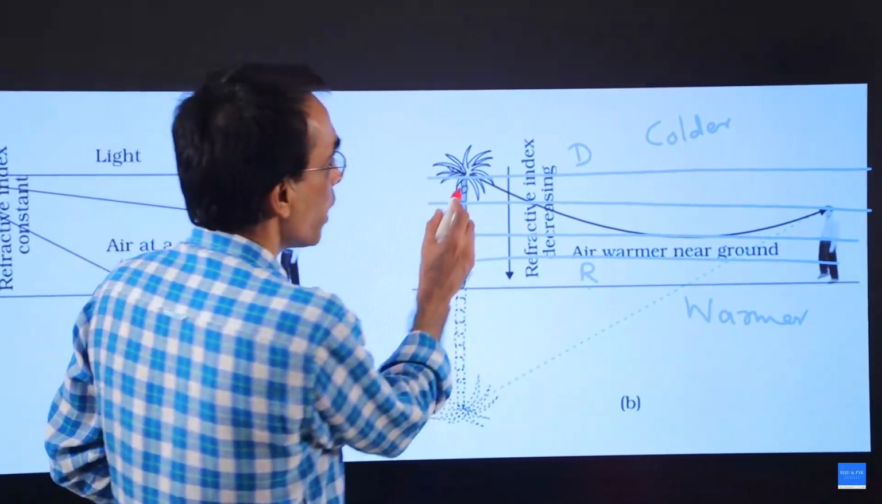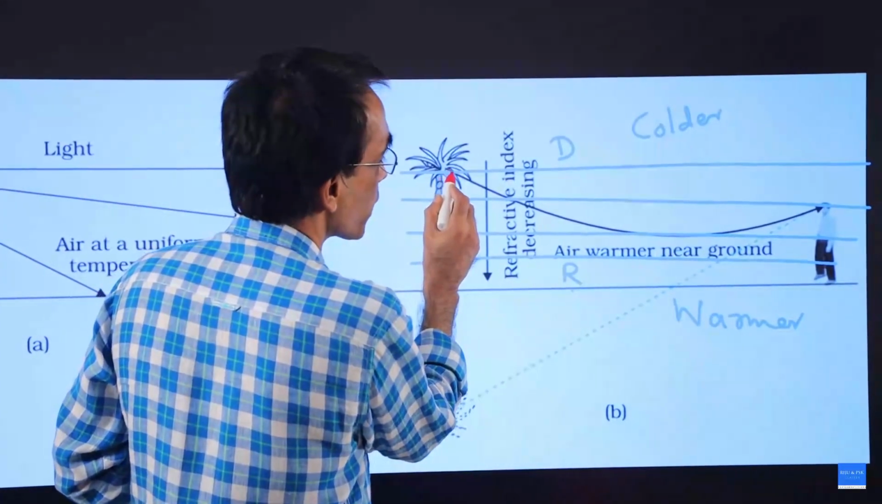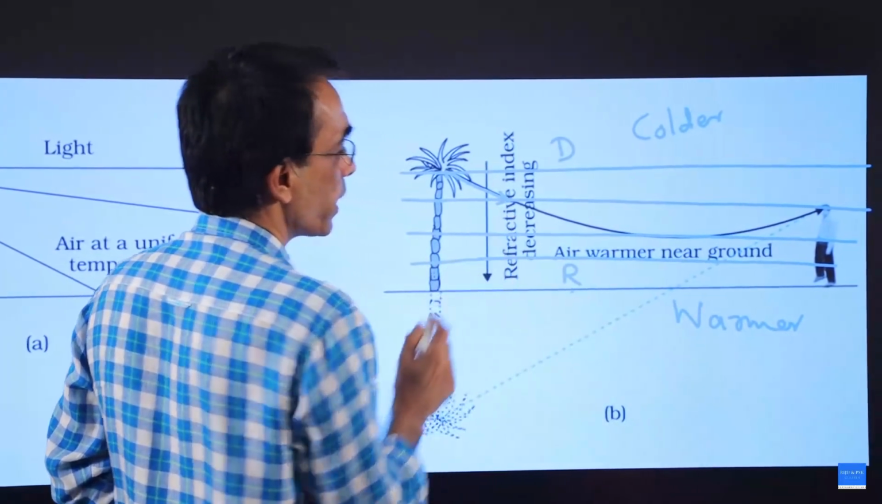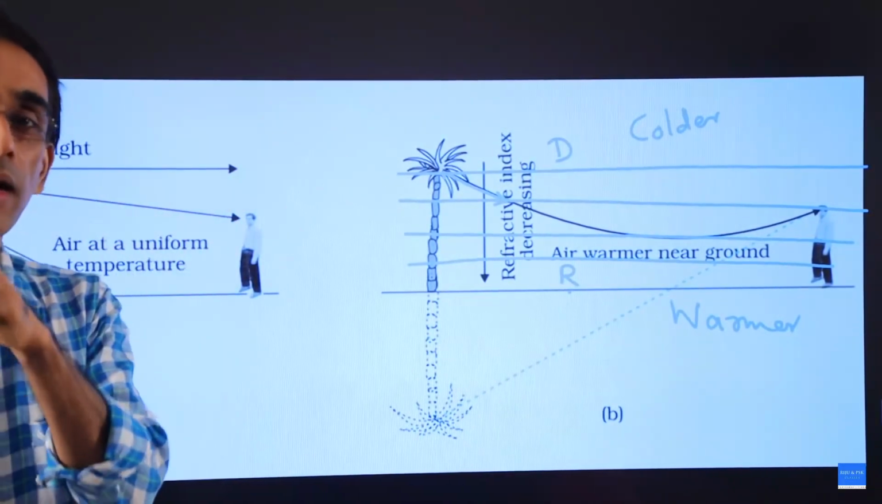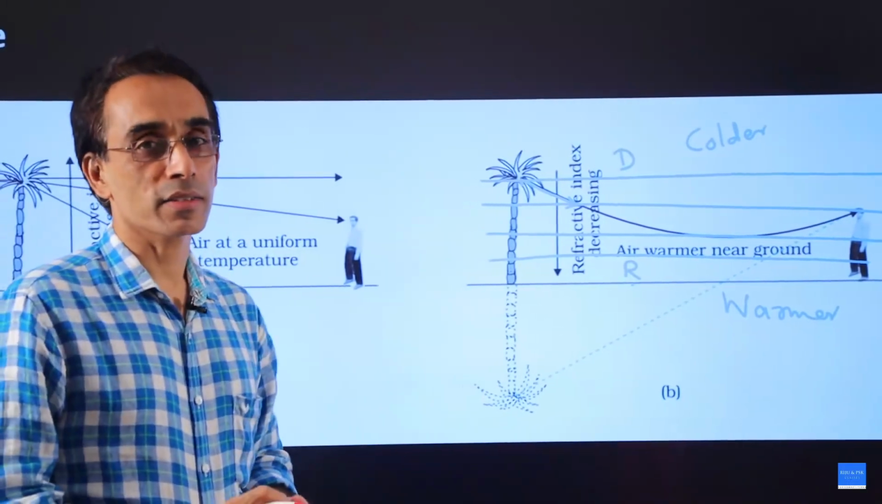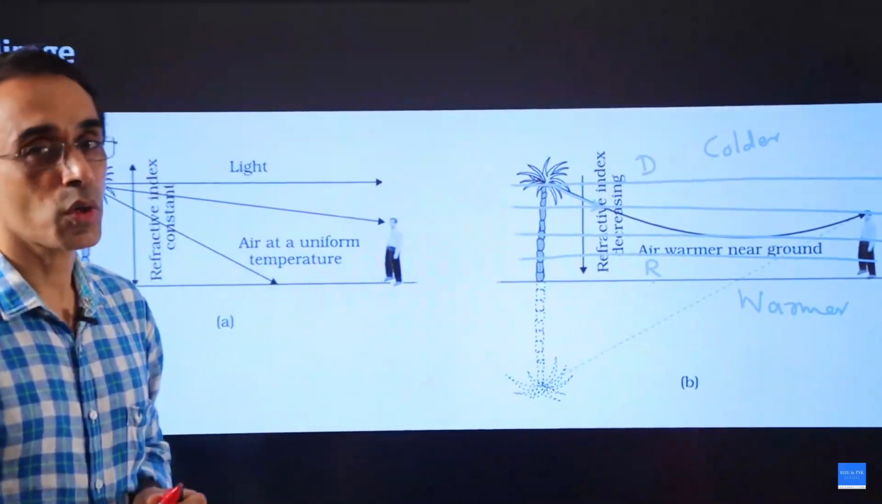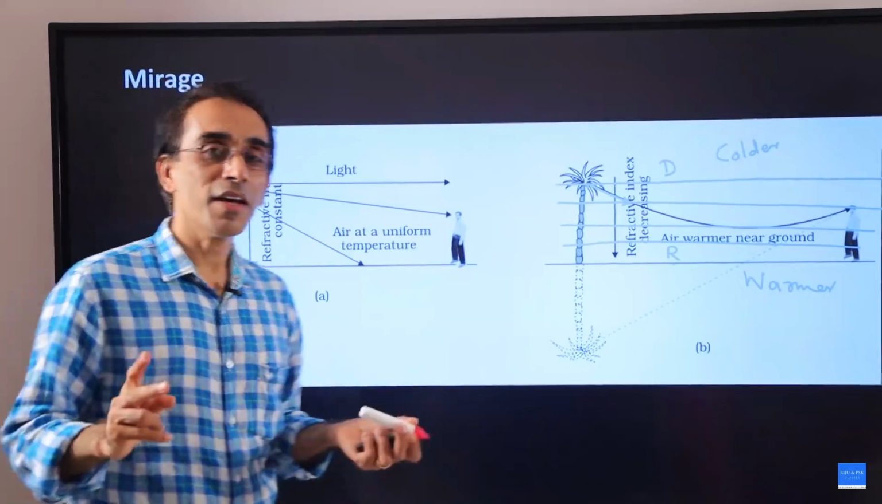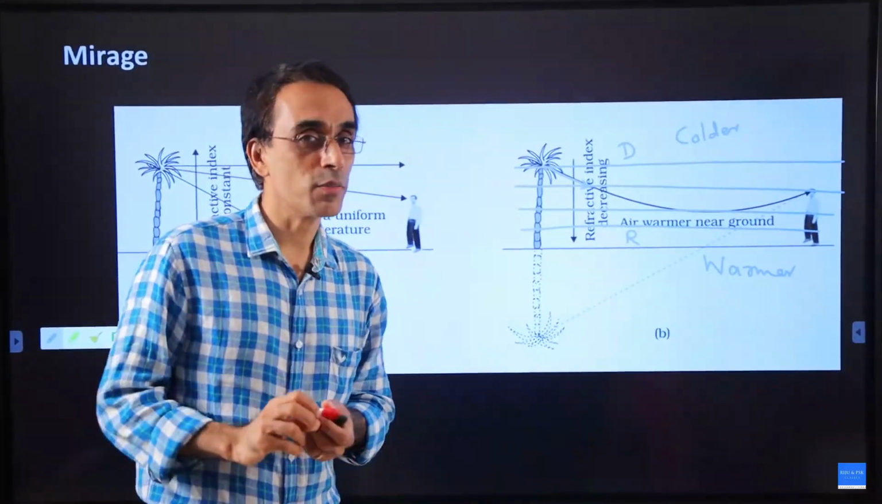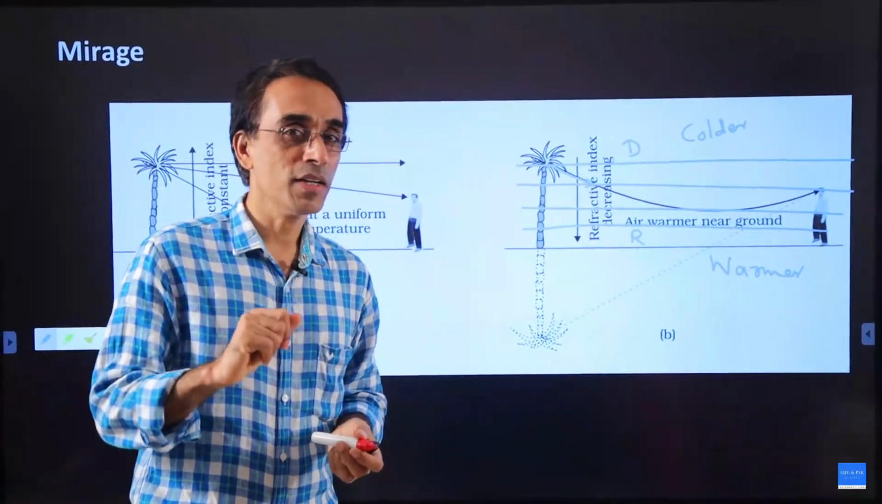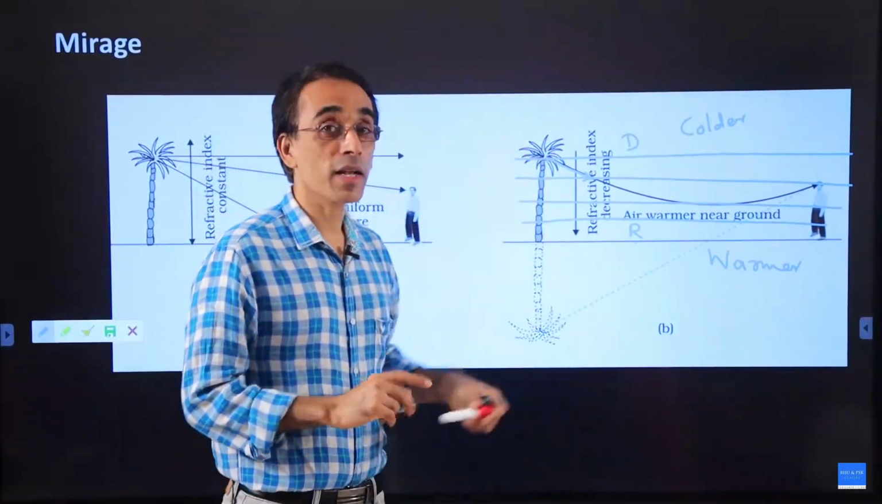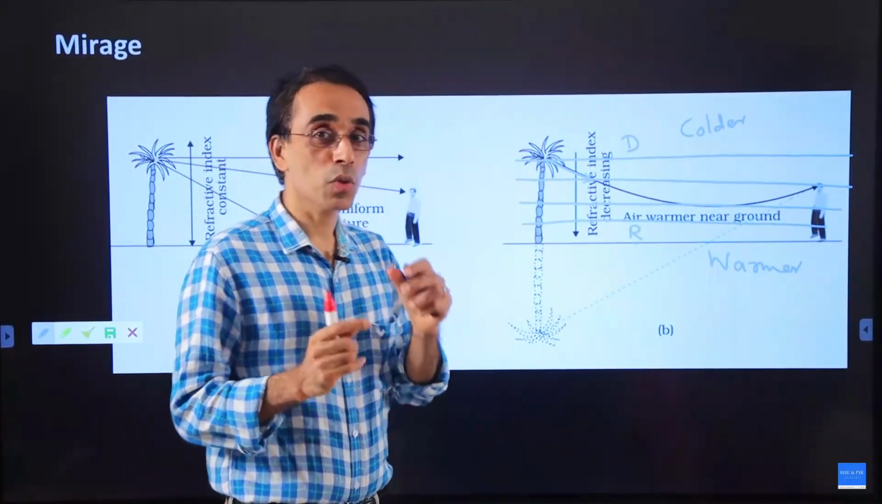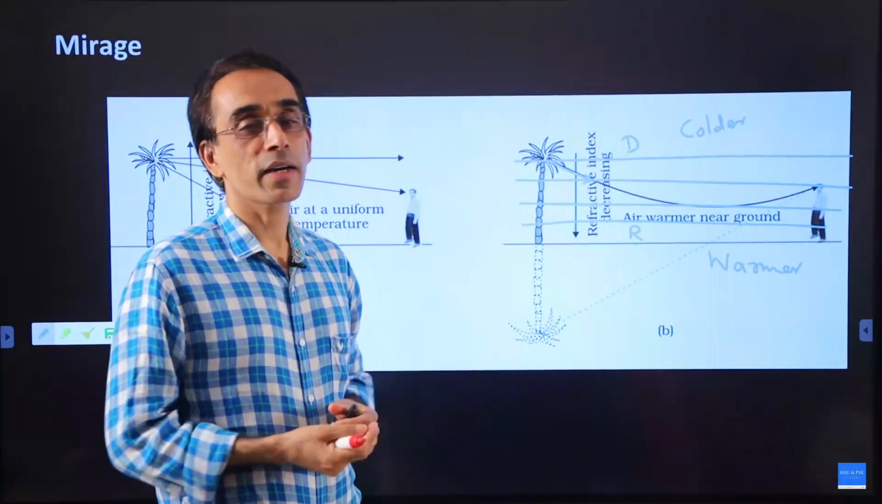Now, think about a light ray which is coming in this direction. This light ray is coming from denser layers to rarer layers. So there is a very good chance of total internal reflection. What are the two conditions for total internal reflection? Condition number 1, it should go from denser to rarer. Second condition, it should go at an angle greater than the critical angle.